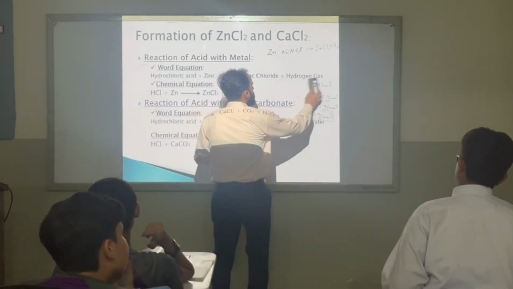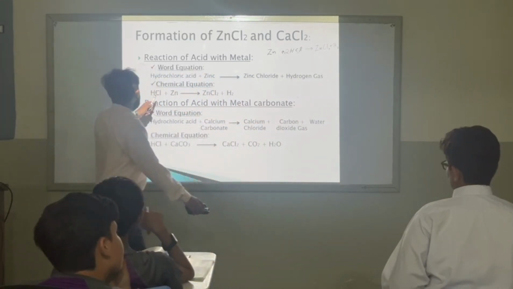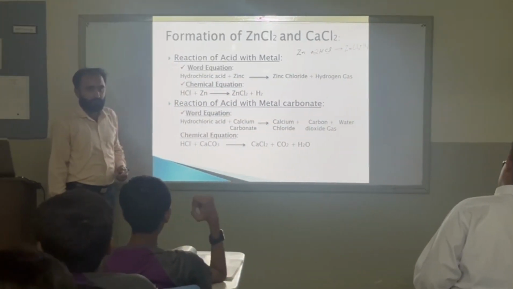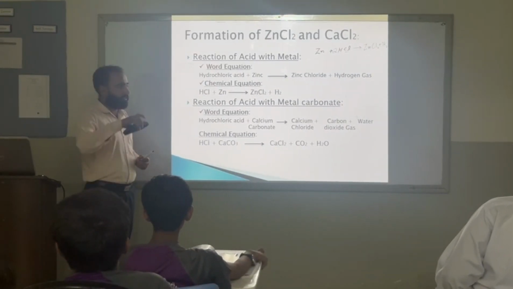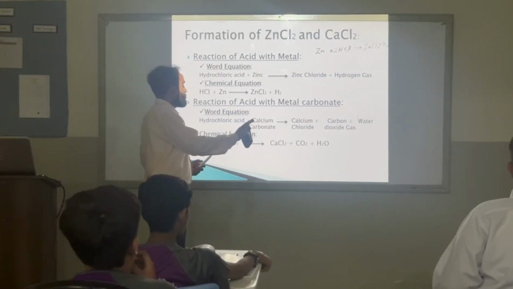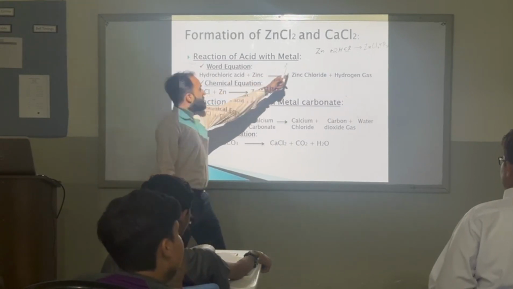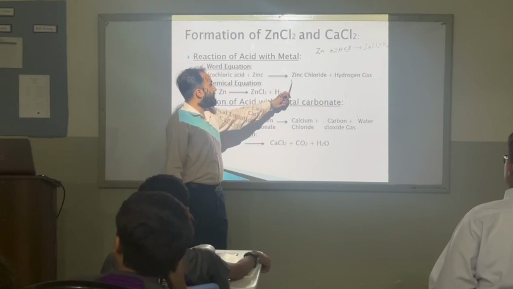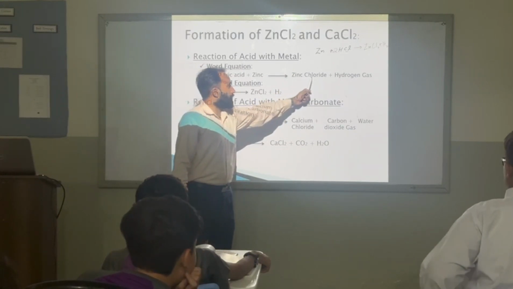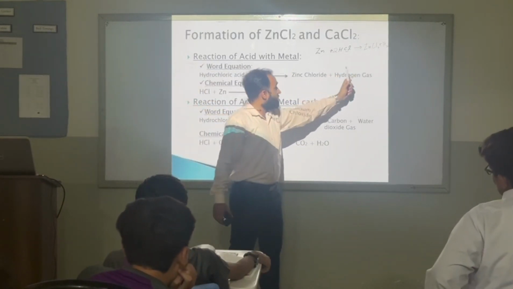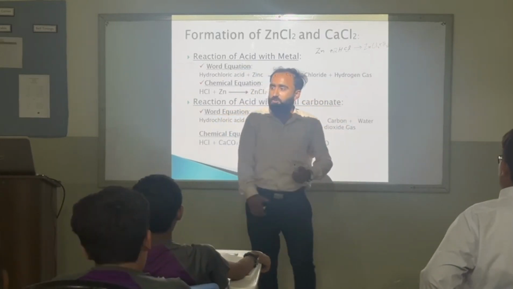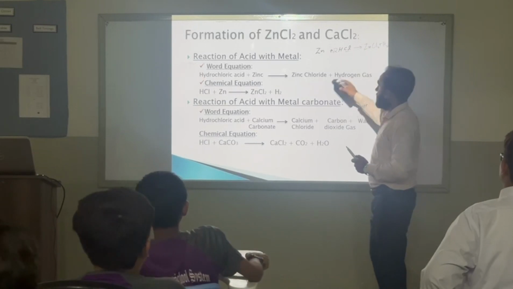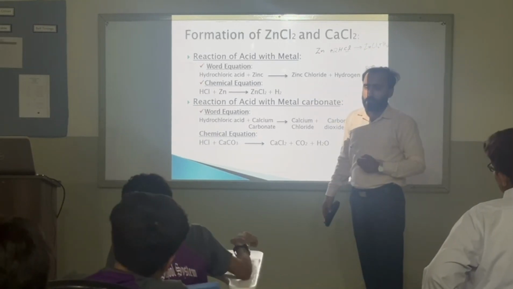Moving towards the word equation, you have to write the names of the reactants and products involved in this reaction instead of symbols. Hydrochloric acid is there and zinc is there. After the reaction, we will have zinc chloride and hydrogen gas. This is your word equation, and the other is the chemical equation. You got it? Yes, sir.